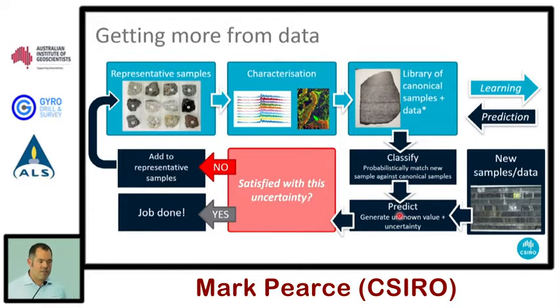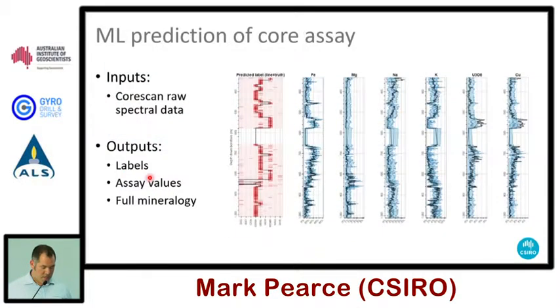So we can use relatively low cost, easily acquired data to predict some of the more fancy things based on these methods. If we're satisfied with the uncertainty, because most of these methods produce an uncertainty around the measurement we get, then we're good to go. If not, we might need to expand the sample set. Just as an example, I've got some data here from Olympic Dam, which was where this project was first conceived. The inputs are just the core scan raw spectral data.